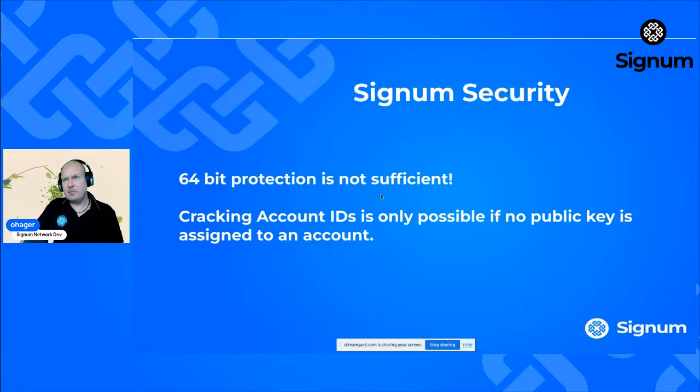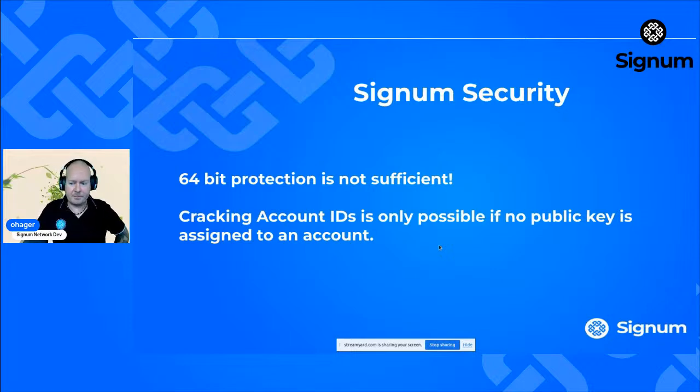And just to remember that if I would go up to 65-bit protection, then I already doubled my security. So if I go to 66, then I doubled my security again, and so on. So where we are now, the stance is like military grade protection is by 128 bit further. So this is what is coming from our public key stuff. I said that cracking account IDs is only possible if no public key is assigned to an account, and this is very vital.